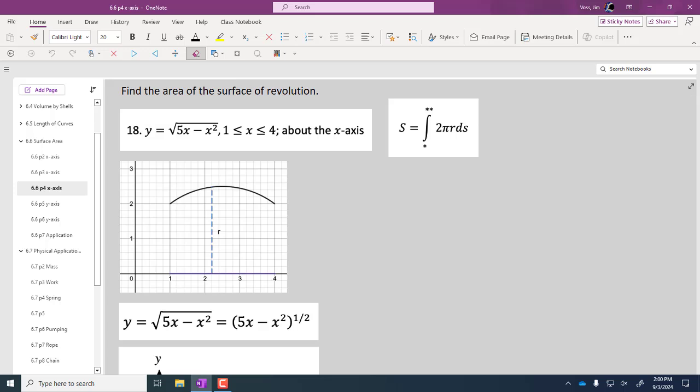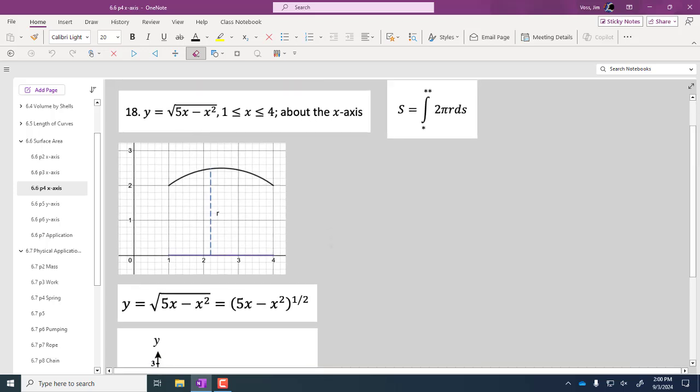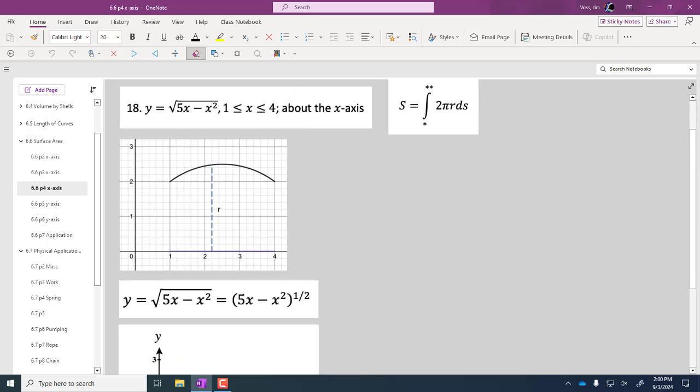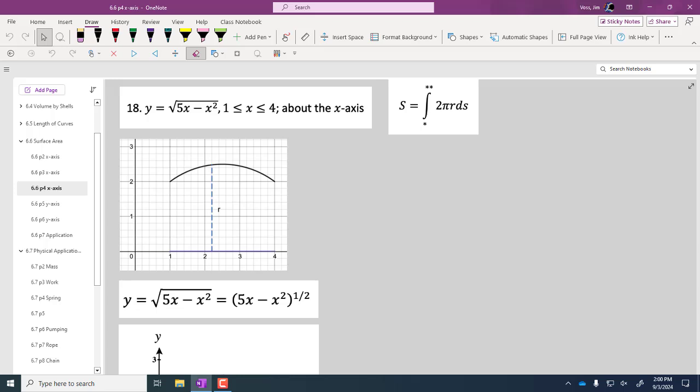And we are looking specifically at surfaces that are created by rotating a curve around an axis. So we've got some curve, it's going to rotate around an axis, it's going to create a surface, not a solid, just a surface. And we are going to want to find the area of that surface. So when we are conceptualizing this idea, our generic formula is the integral of 2 pi r ds.